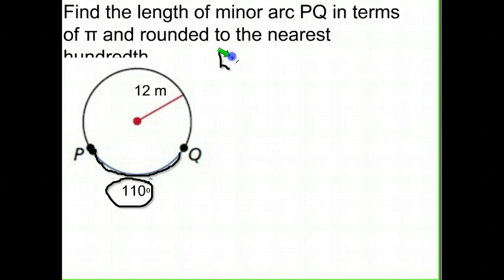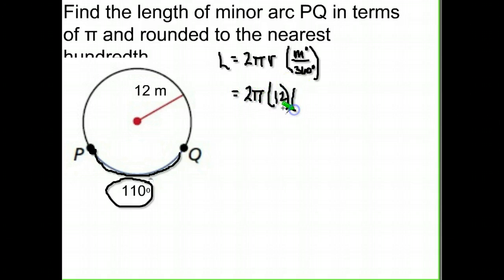So we use our formula for arc length, which you should have in your notes. It's 2 times pi times the radius times the arc measure divided by 360. Put in the information we have. We know our radius is 12, so we have 2 times pi times 12 times the arc measure is 110 divided by 360.